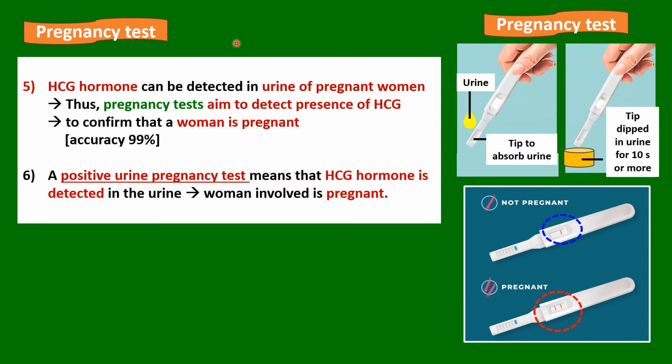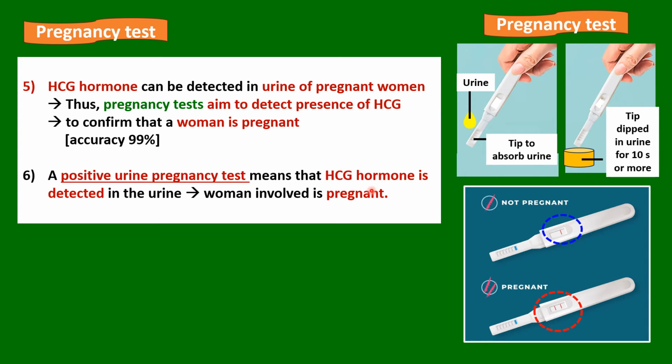Now the pregnancy test. HCG hormone can be detected in the urine of pregnant women. Only pregnant women will secrete the hormone HCG from the placenta, because the placenta is only produced when the woman is pregnant. Pregnancy tests aim to detect the presence of HCG in order to confirm that the woman is pregnant, and their accuracy is 99%. A positive urine pregnancy test means that HCG hormone is detected in the urine of the woman, and this confirms that the woman is pregnant.